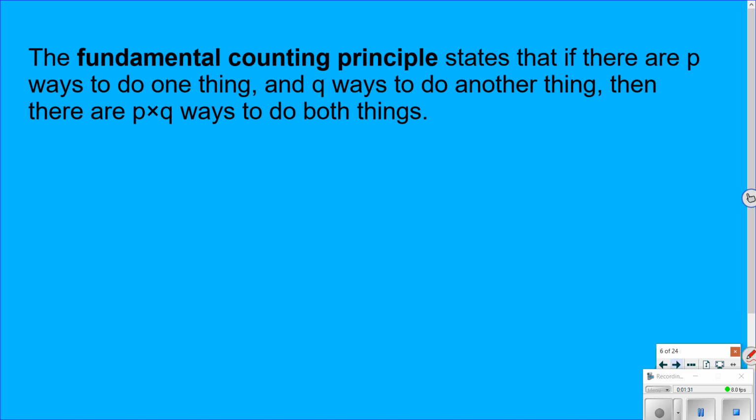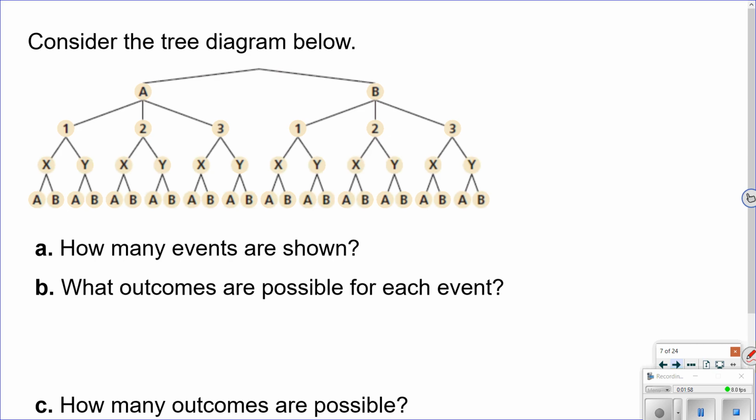This is something called the fundamental counting principle. So pause this for just a second and write it down. But it states that if there are P ways to do one thing and Q ways to do another thing, then there are P times Q ways of doing both things. Now that's only talking about 2 things, but it could be three events, 4 events, 5 events. You could have a lot of events there, but you just times the number of ways each one has together, and that gives you the total number of outcomes.